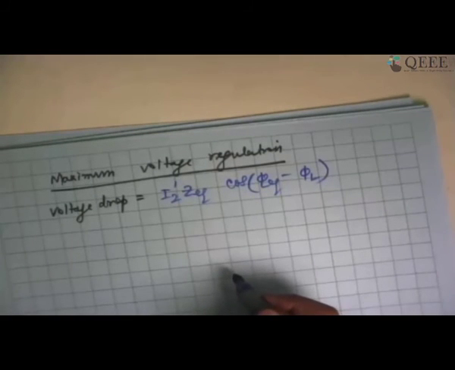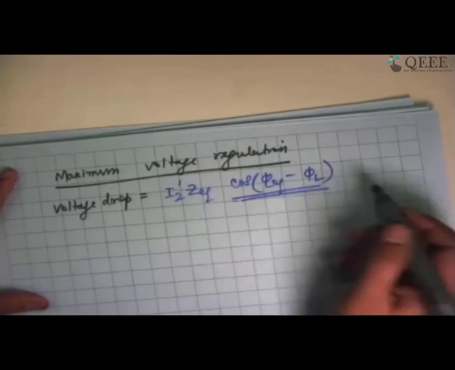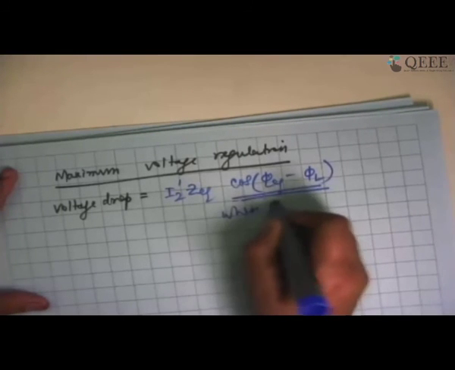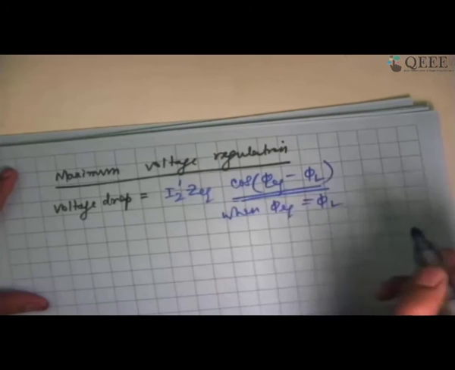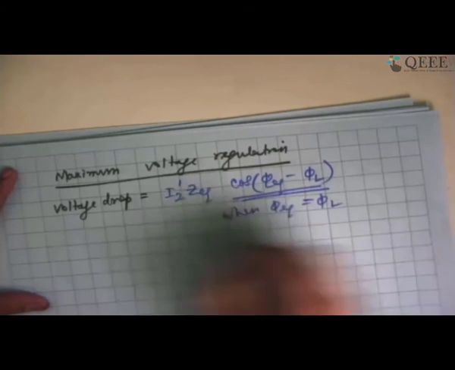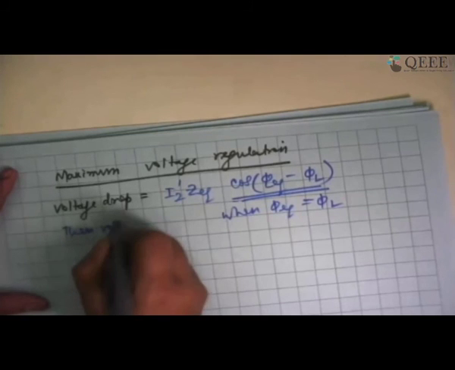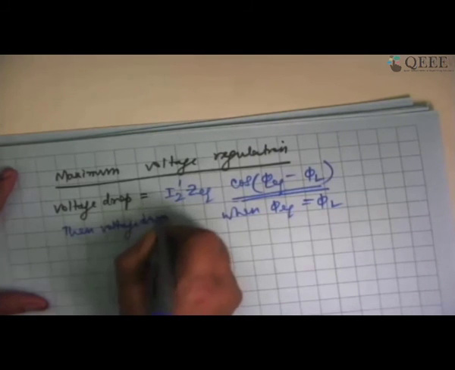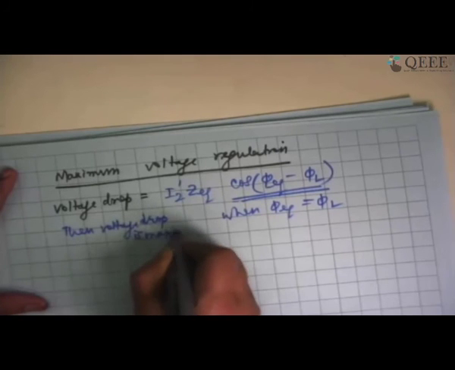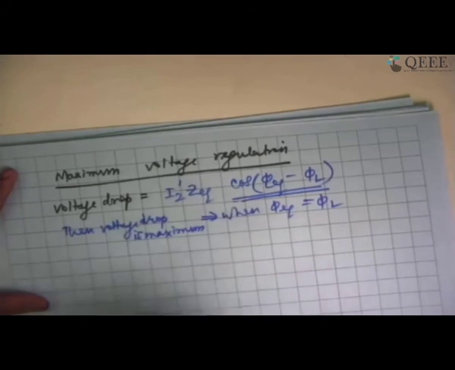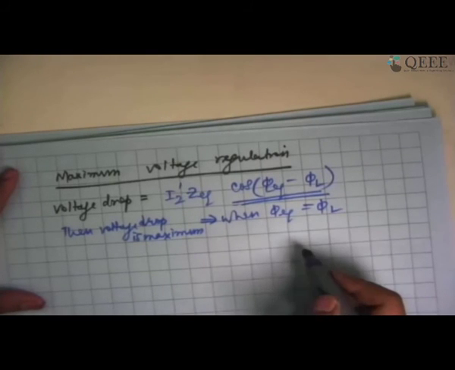You guys can tell me. When will this expression be maximum? Obviously not for I2 dash equal to 0. When will this be maximum? Can you guys tell me? Audio is muted, that's what somebody has written. So very clearly this expression is maximum when phi equivalent equal to phi L. When phi equivalent equal to phi L, then the voltage drop is maximum.